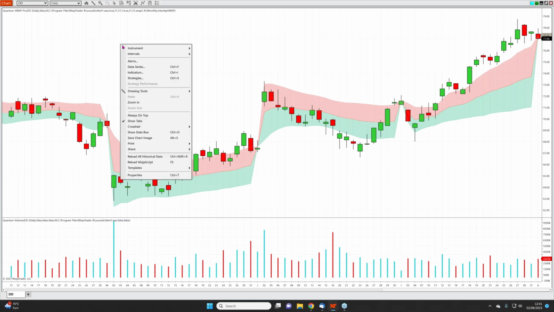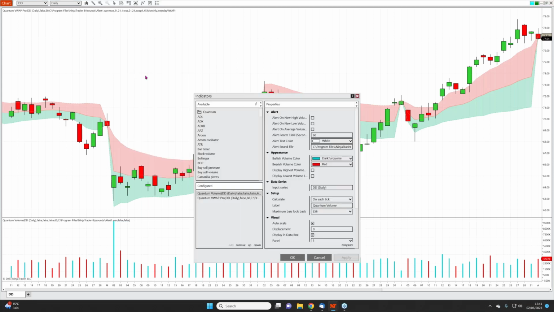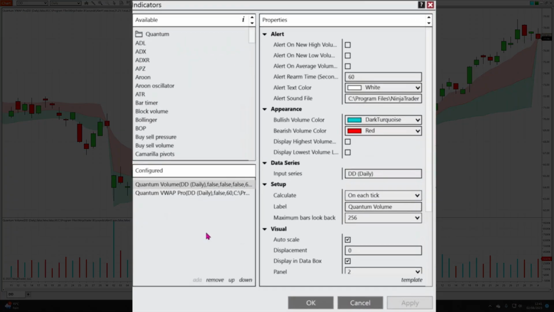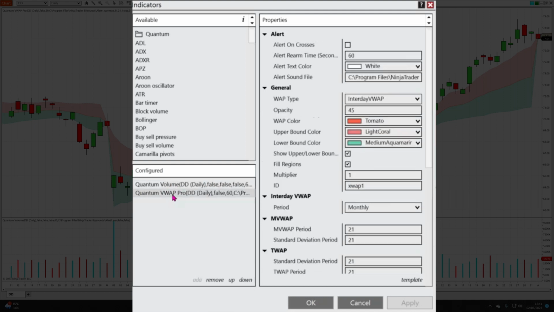If we click on the chart, as always, we go to indicators, and I'll just move this up a little bit. There we go. We have our 2 indicators. We have our volume, which is at the bottom of the chart, obviously, for our volume price analysis, and we have our VWAP Pro indicator here. If I click on it, over on the right-hand side, you can see that I have set this to the Interday VWAP at the top here, and this is the last of our variants. We've covered all 5 of them now in all the various videos.